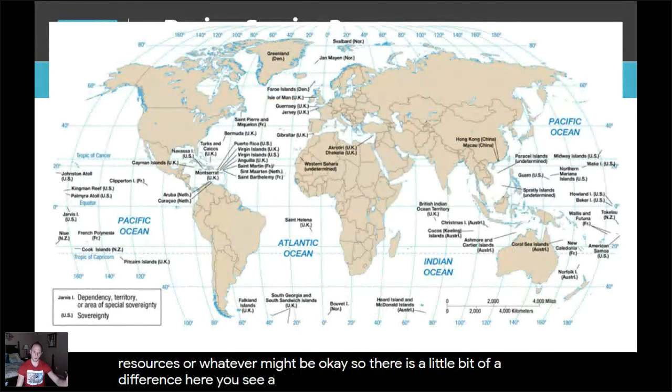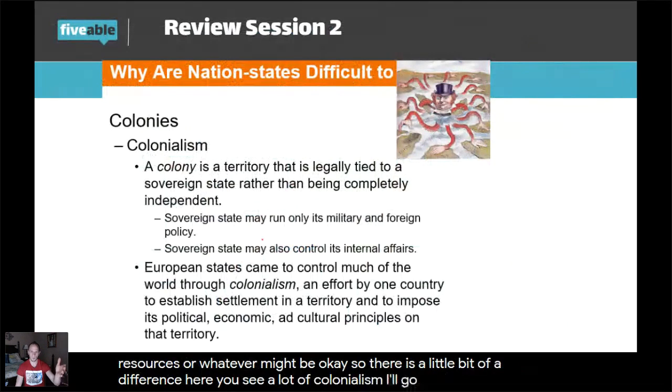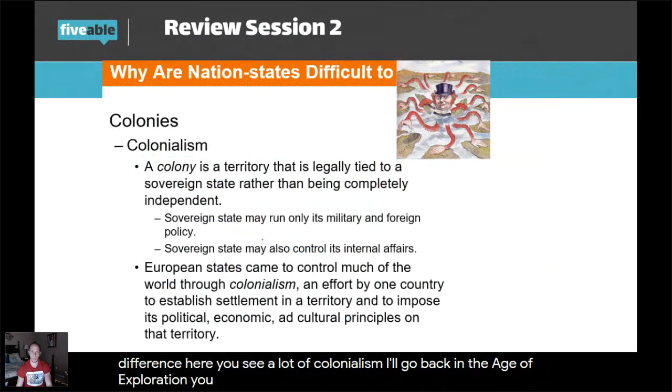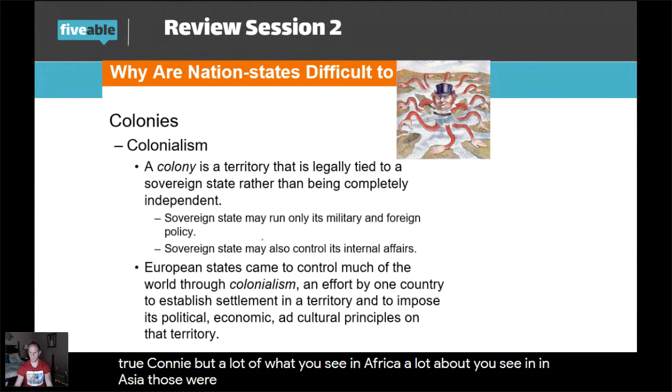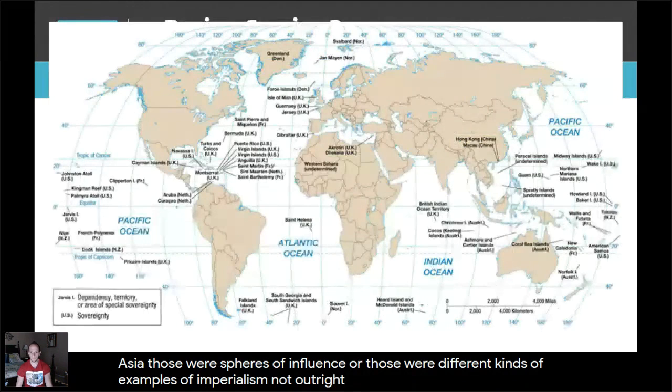You see a lot of colonialism, I'll go back, in the age of exploration. You see India became England's greatest colonial possession. I mean, it was a true colony. But a lot of what you see in Africa, a lot of what you see in Asia, those were spheres of influence, or those were different kinds of examples of imperialism, not outright colonialism.